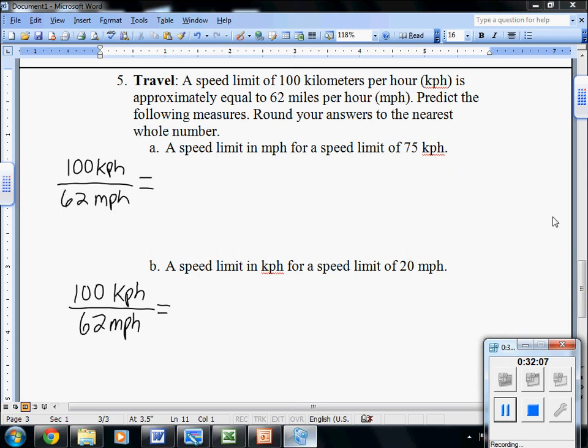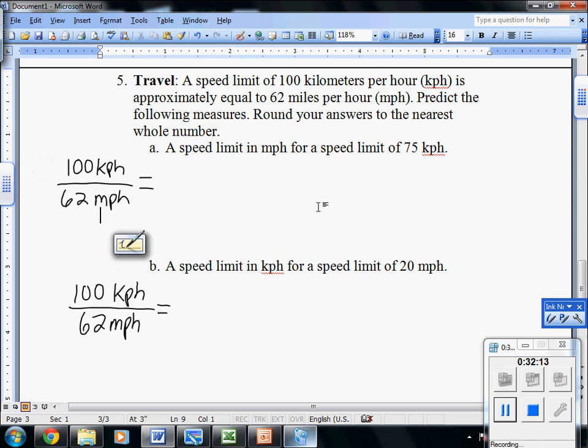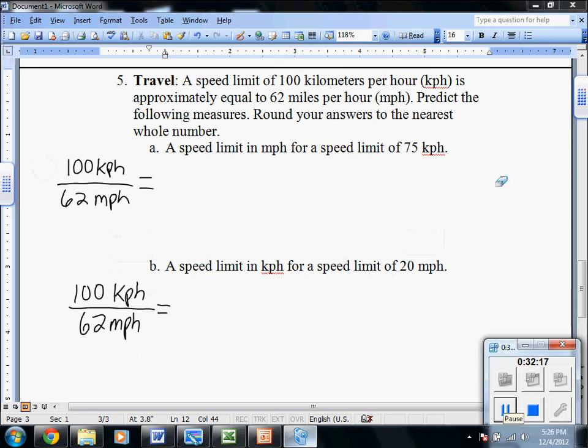The question says a speed limit in miles per hour for a speed limit of 75 kilometers per hour. So they gave us the kilometers per hour. We chose to put kilometers per hour on top, so on the other side, we must also keep kilometers per hour on top. So 75 kilometers per hour goes on top over here. We don't know how many miles per hour. That's the whole point, we've got to look for it. So we'll call it X.